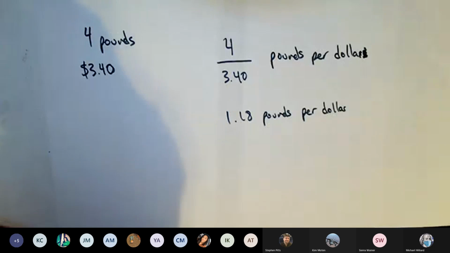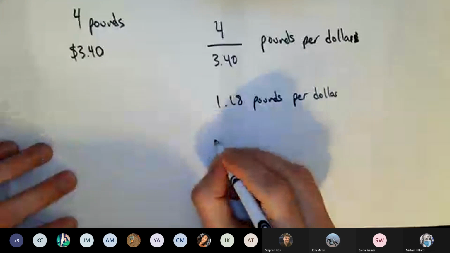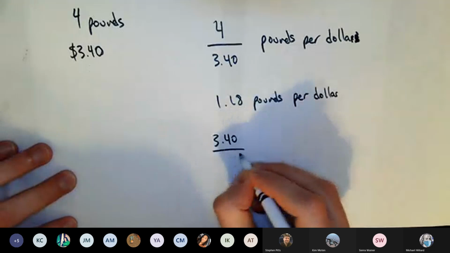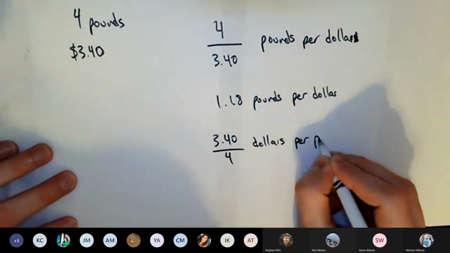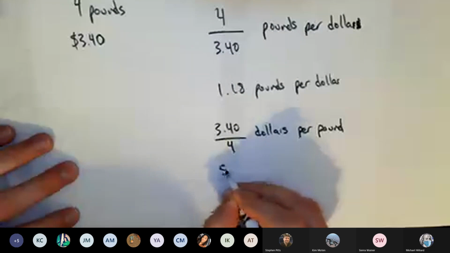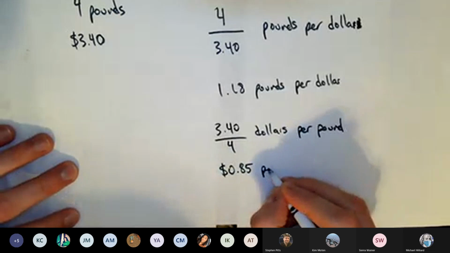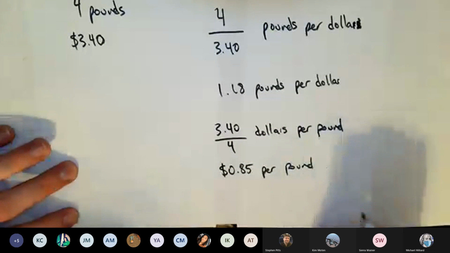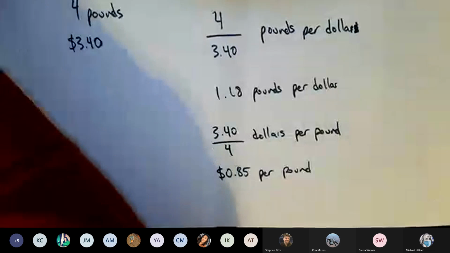Okay, does that make sense? I guess. Okay. Okay, all right. So let me just say that if you did want to write it the other way around, it would be 3.40 over 4. That's dollars per pound, which would be 85 cents or $0.85 per pound. These are the same numbers, just two different ways to represent the unit rates.